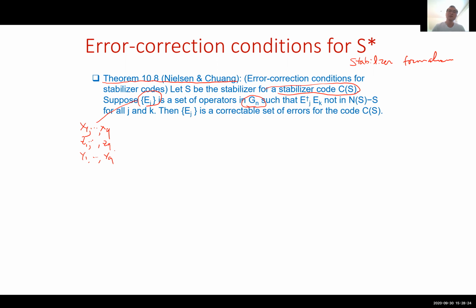So how do we know that the error correction code can correct these errors? The condition is such that, we have seen these appearing from the error correctable condition, right? You remember that? So the condition is that if this combination is not in N(S) minus S itself, where I define N(S) for all the possible combinations of the errors, then the set of errors E_j is correctable. Okay. In fact, this theorem can be derived from this.